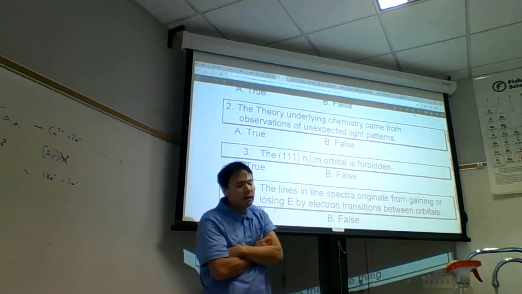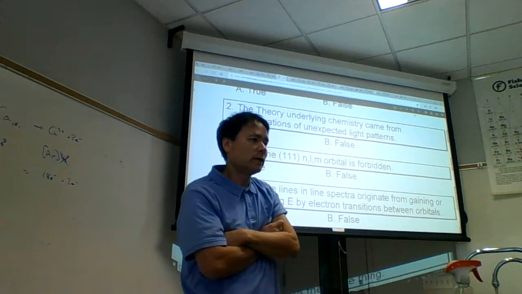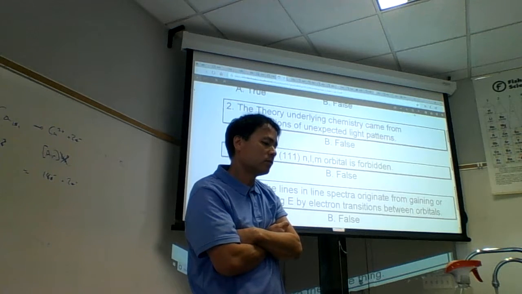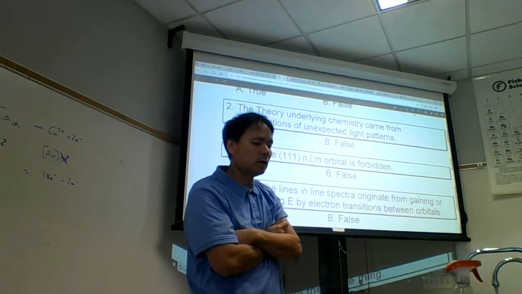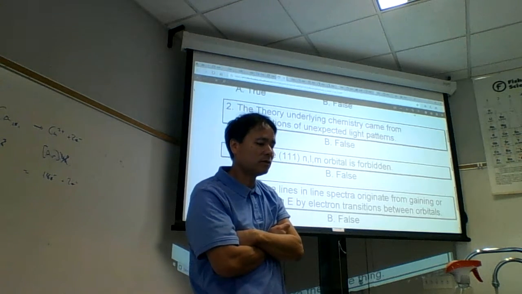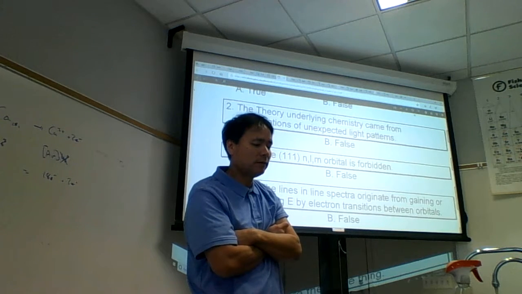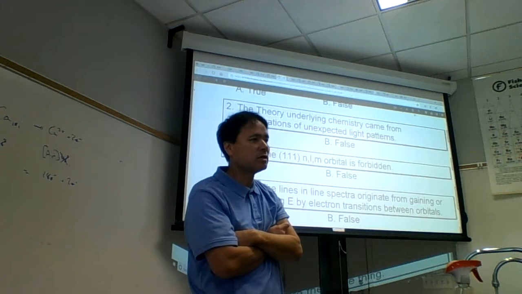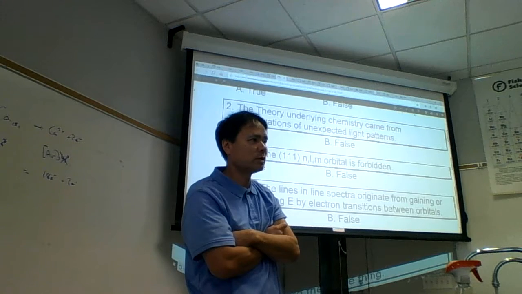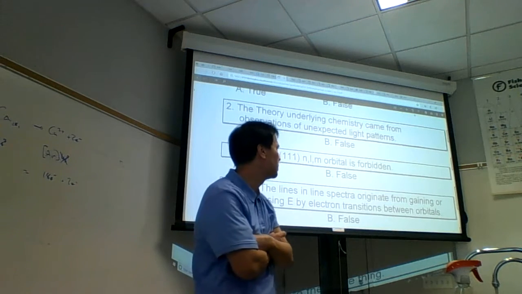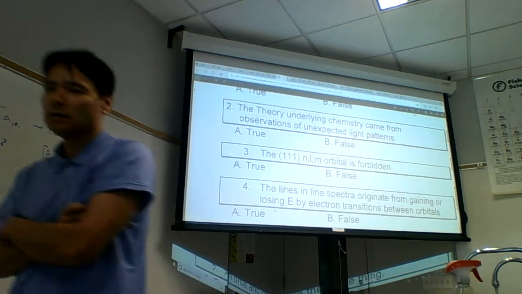And so that just deals with the rules for quantum mechanics. The rules for the quantum numbers, you just have to have those memorized. If it doesn't conform to the rules, then it's forbidden. If it conforms to the rules, then it's allowed. That's basically it. So this is forbidden.